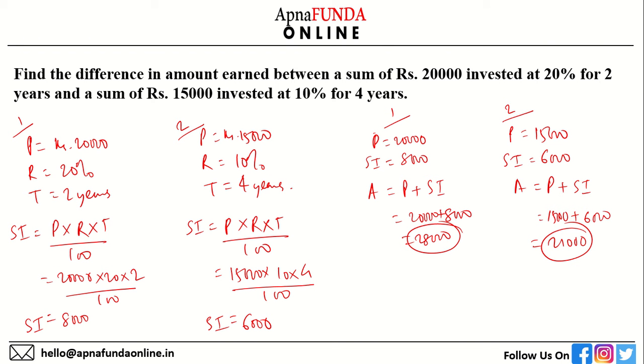We need to calculate the difference in the amount earned. So 28,000 minus 21,000. This will be equal to 7,000. This is the answer. Simple question. I'm sure you have solved along with me, and this is the answer that you will also get.